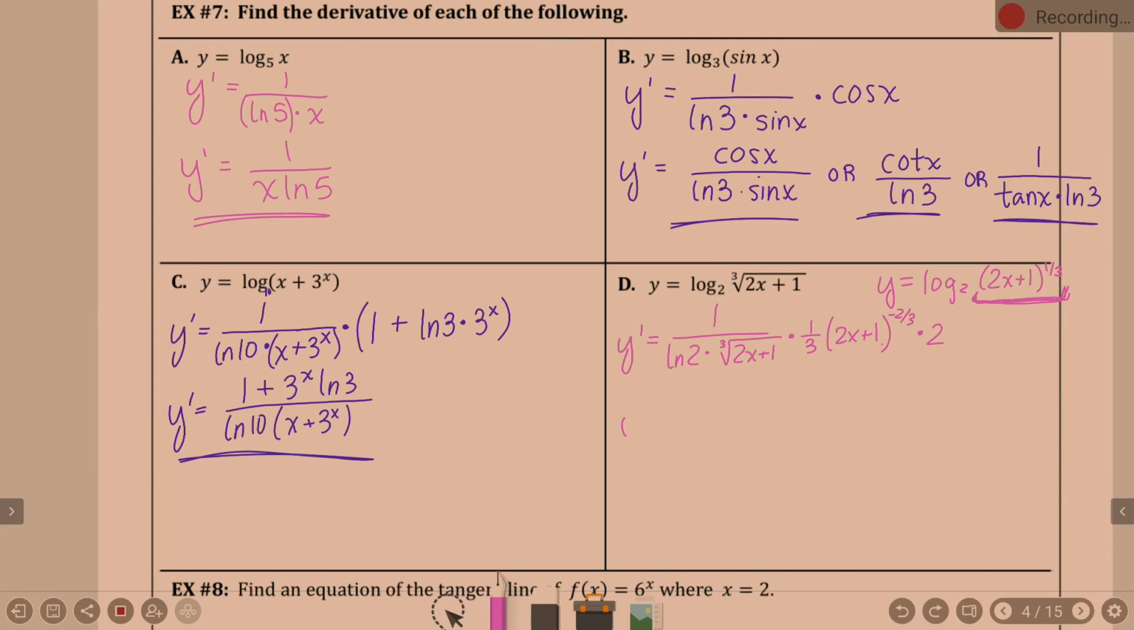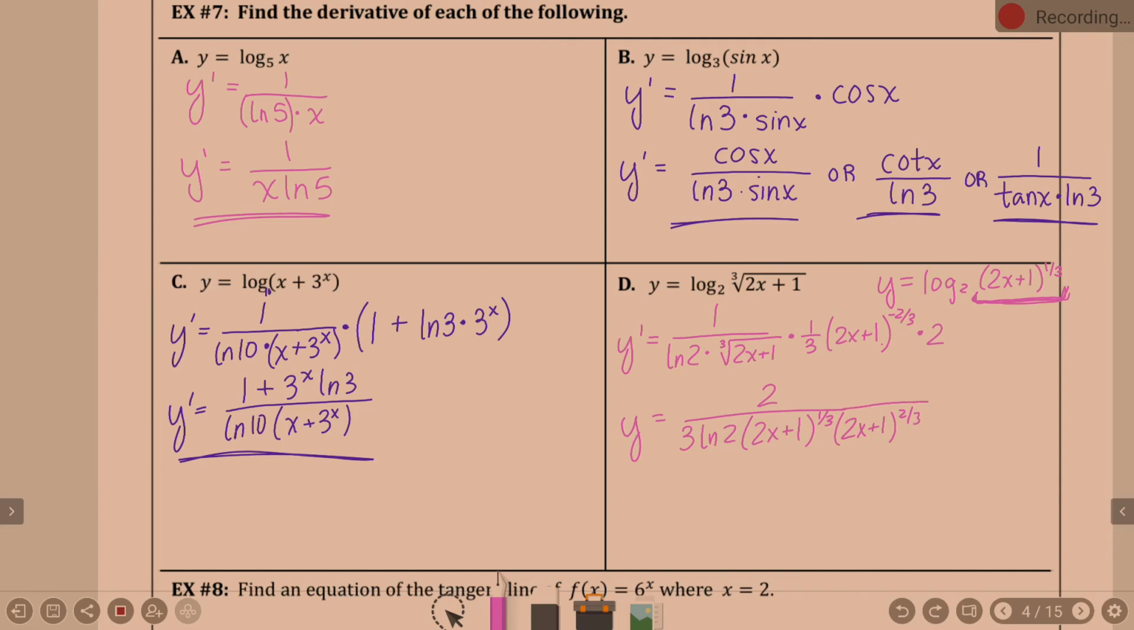Let's see. The 2 can go on top. Everything else is going to go on bottom, because the 3 from the 1/3 goes on the bottom, and this negative 2/3 power can go on the bottom as well. So I'm going to put the 3 and the natural log of 2 out front. Then I write the cube root, 2x plus 1 to the 1/3. And when I bring this negative 2/3 down, I have 2x plus 1 to the 2/3.